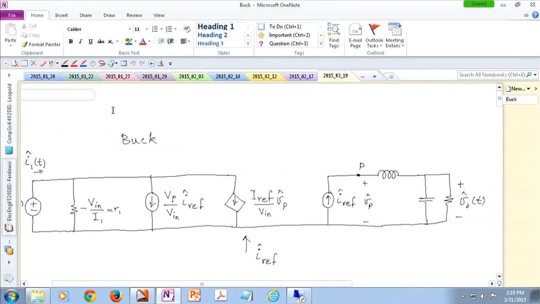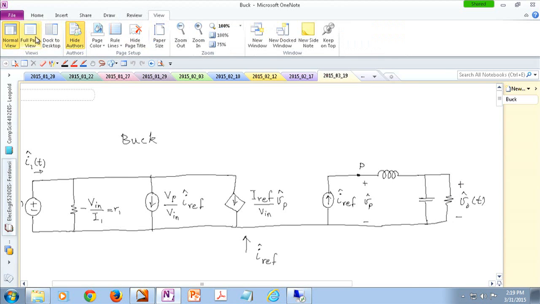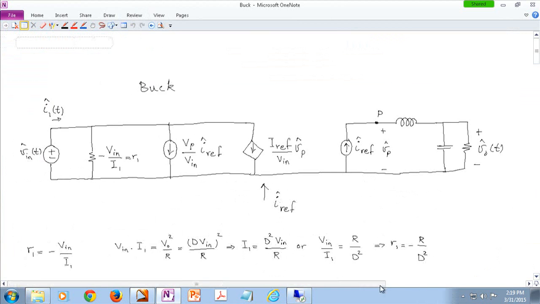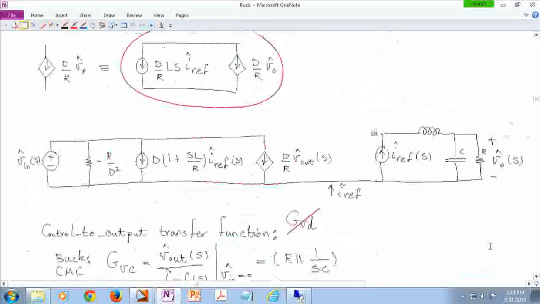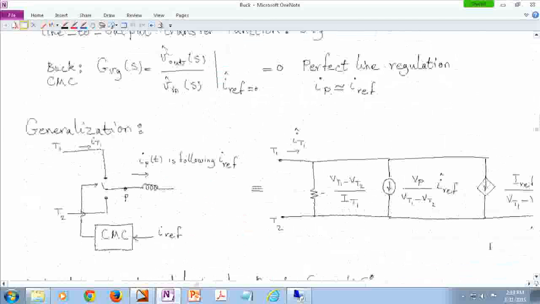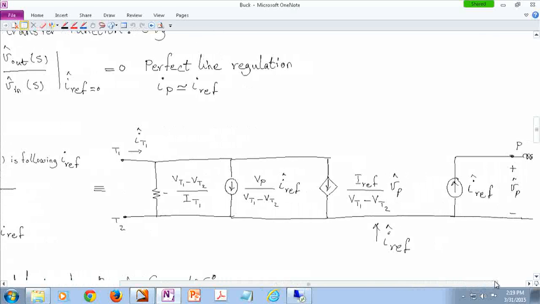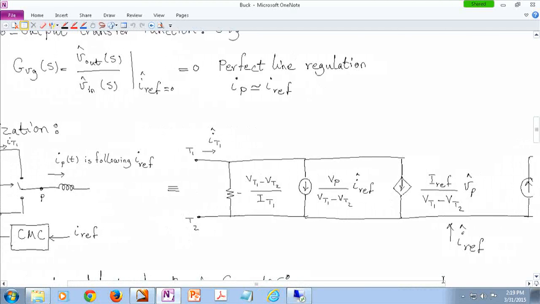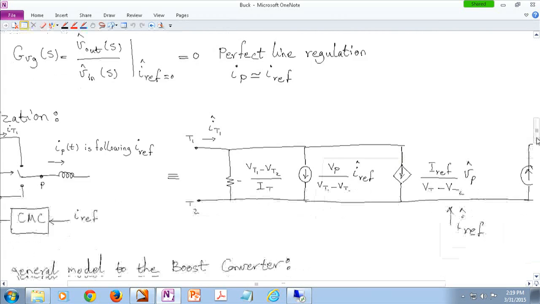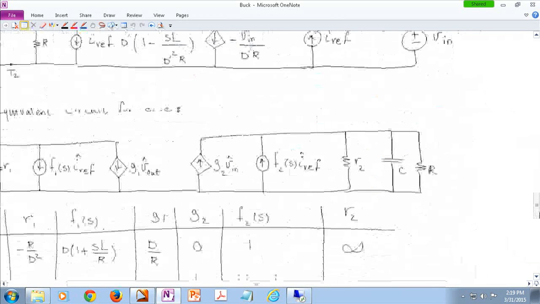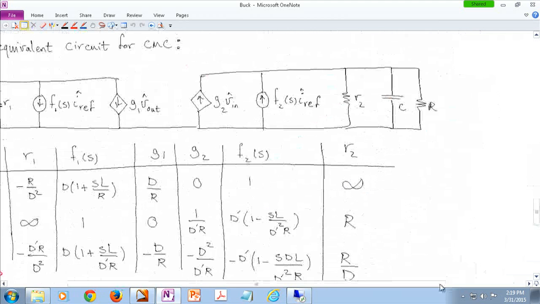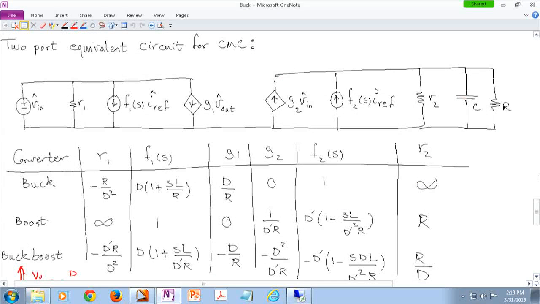So let me see, hold on. So this was our generalized current mode control approach. Then we had an example of using this for, for instance, the boost converter. Also, we had a table summarizing all of these parameters for the Buck, Boost and Buck-boost topologies.